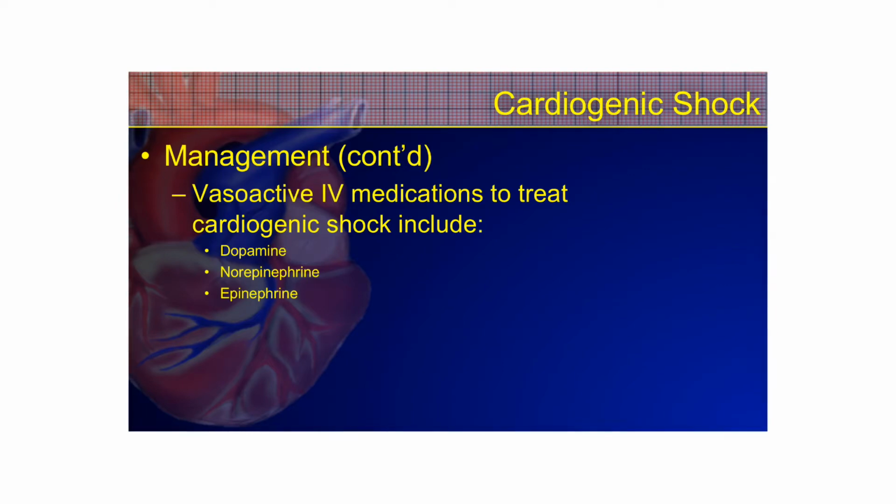Your vasoactive IV medications that you might use to treat cardiogenic shock, which are going to be your pressors, are dopamine, norepinephrine, which is also known as Levophed, and epinephrine, which we know is adrenaline. Your norepinephrine and epinephrine are definitely going to help with the sympathetic nervous system. Dopamine is good with the inotropy component. It helps with that force of contraction and contractility.